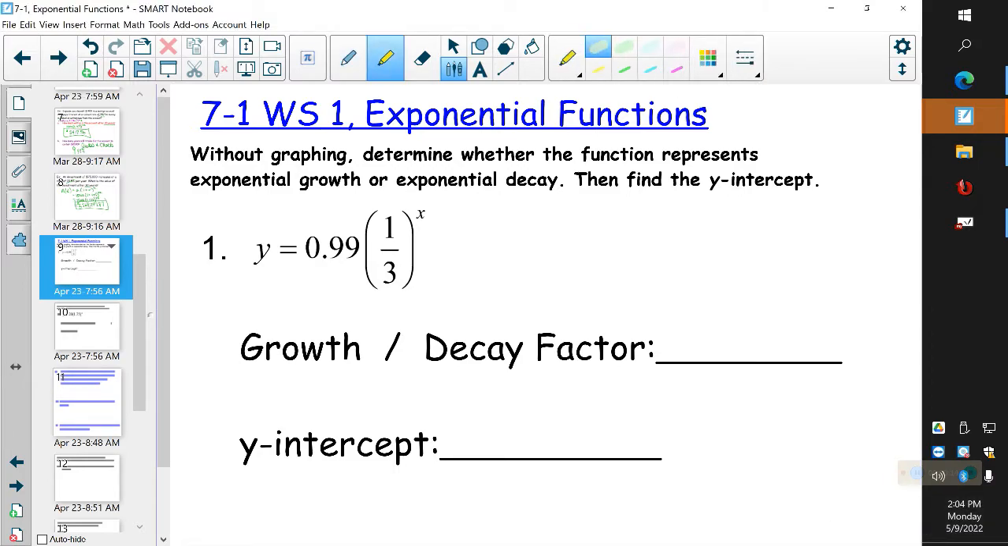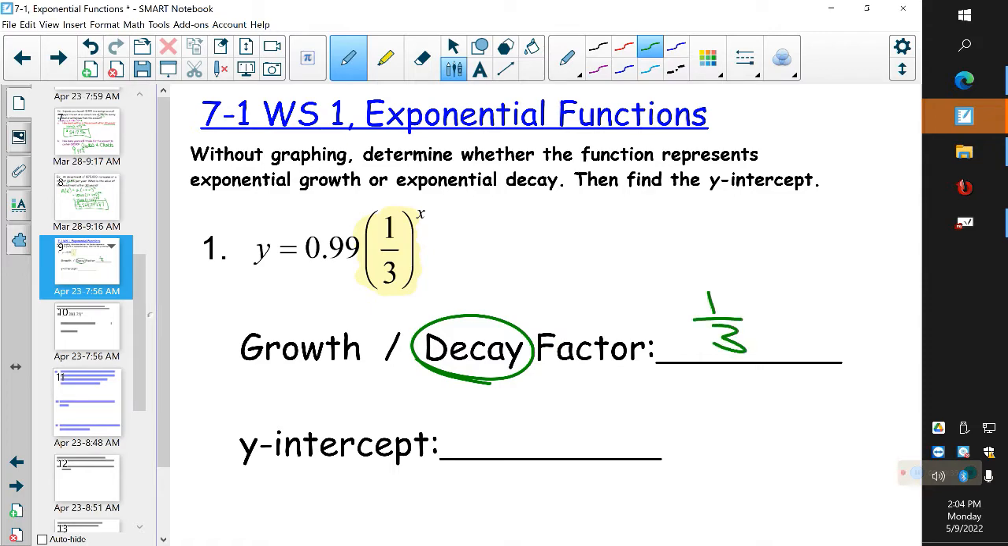So, the very first thing you're going to say, is it growth or decay? That is determined by looking at the value with the exponent. It is 1/3. Is 1/3 a fraction between 0 and 1, or is it a whole number greater than 1? It is a fraction, so therefore, is it growth or decay? It is decay, and my decay factor is 1/3.